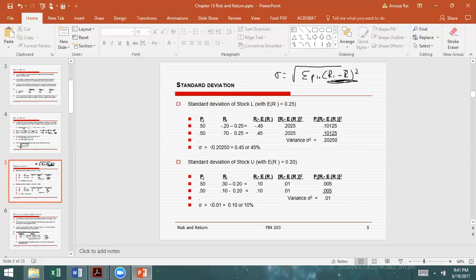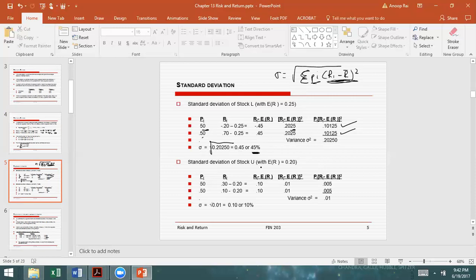We've squared it. Now we're going to multiply it by Pi. So 0.50 times 0.2025 is 0.10125. 0.50 times 0.2025 is 0.10125. And if we sum it up here, that's going to equal your variance. But if you took the square root of that, that becomes the standard deviation. So the standard deviation will be 0.45 or 45%.